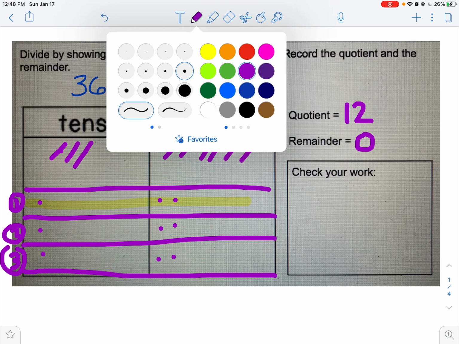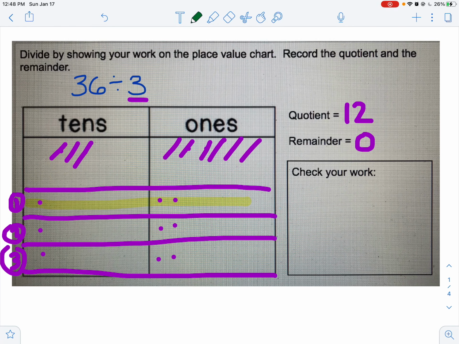Okay, to check my work, let's do it in green so it's a little darker. I'm going to take the number of items in each row, my quotient, that's 12. I'm going to multiply it by what I divided by, 3. So I'm going to take this times this, and I'm going to see what I get. And I know 10 times 3 is 30, 2 times 3 is 6, so that makes 36, and I'm going to check, does it give me my dividend? It sure does, so I know my work is correct. It's accurate. This is how you write your checking of your work. Show me the multiplication problem, okay?